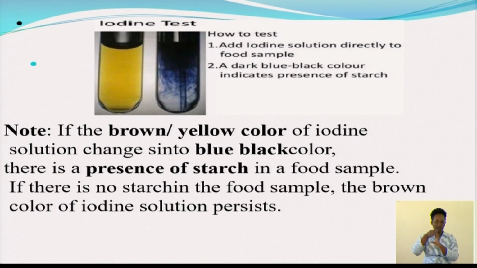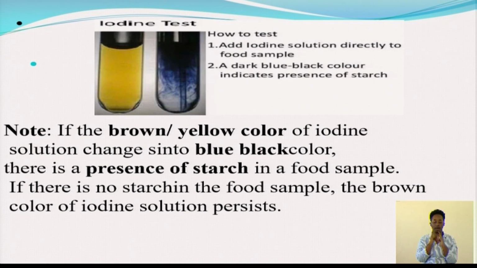If there is no starch, as I've seen when I used the control experiment with a sample of pure water or distilled water, the color of iodine solution persists. The brown color of iodine solution persists.